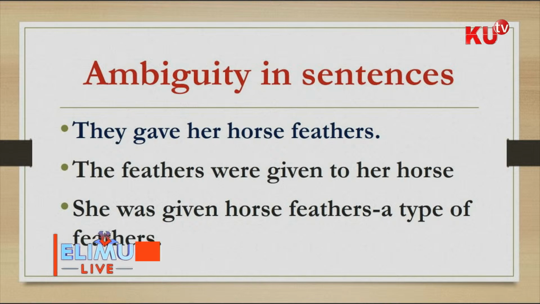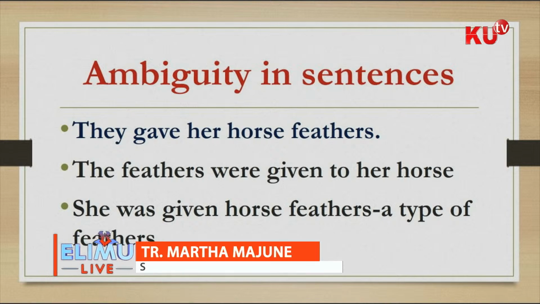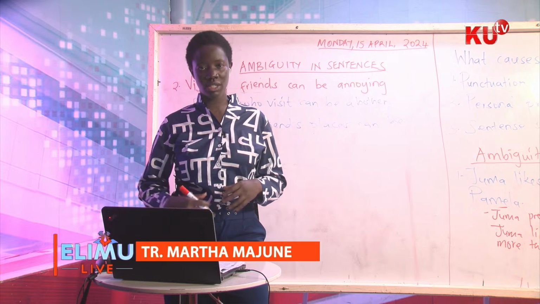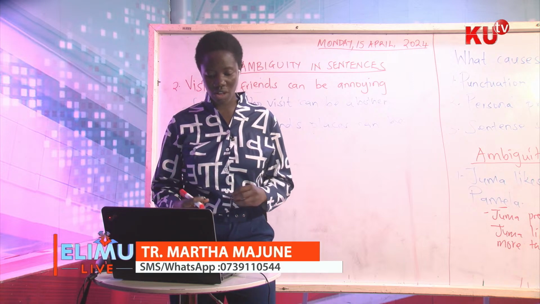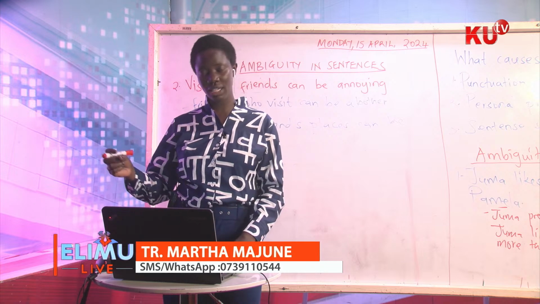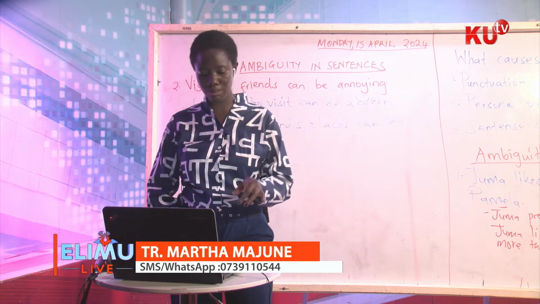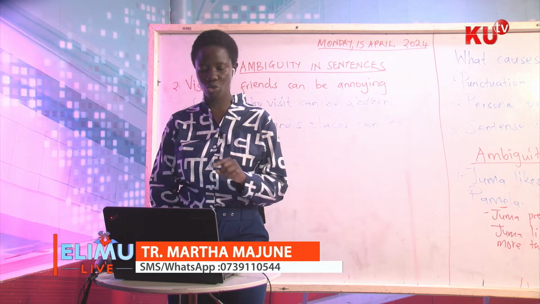Here we have the feathers, and then we have the horse. There is the subject here, and then we have the horse and the feathers. The first meaning of that statement is that the feathers were given to her horse. So there's someone who owns the horse, and the feathers are being given to that specific horse.